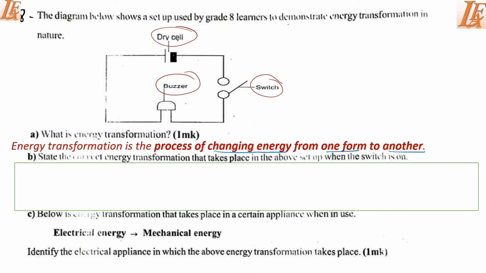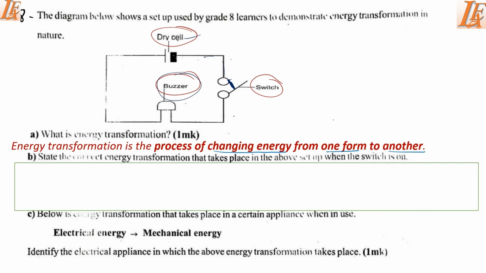Then question B, state the correct energy transformation that takes place in the above setup when the switch is on. Now, if you switch this switch on, the current will flow from this dry cell, which produces chemical energy. Then it will be transformed to electrical energy in this conductor. Now this buzzer, we have said it produces sound.